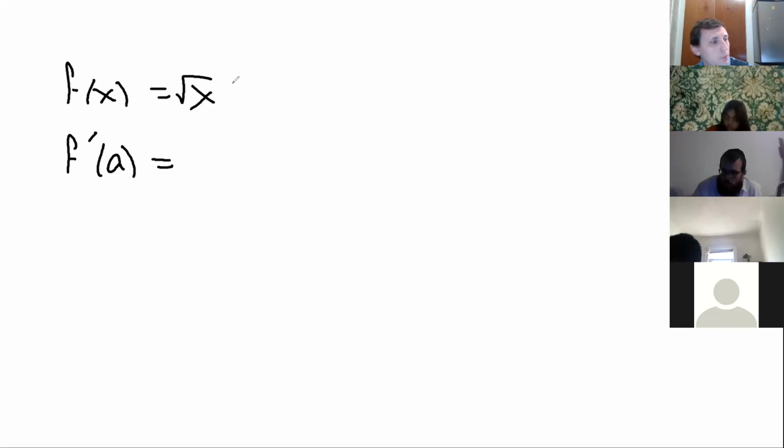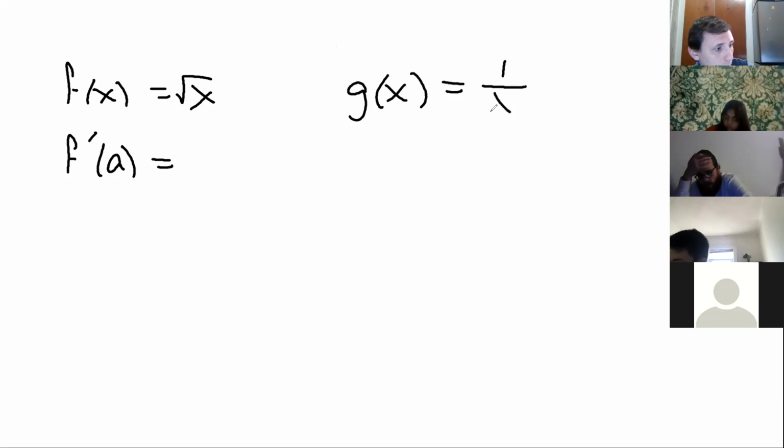If you are bored by this question, here is another one, guys. g of x equals 1 over x squared. I want you to tell me what g prime of a is.